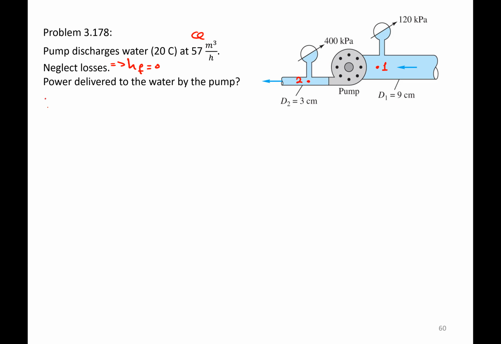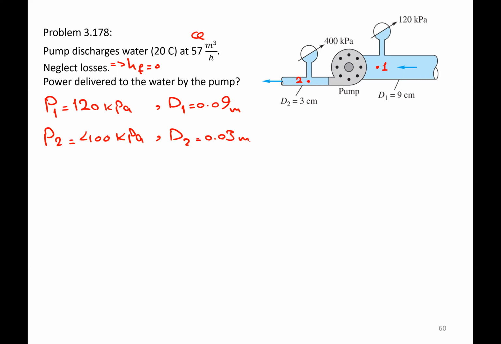So things that we know about this problem are pressure at point 1, which is 120 kilopascal, and pressure at point 2, which is 400 kilopascal. We know diameter at point 1 is equal to 0.09 meter, and diameter at point 2 is equal to 0.03 meters. We also have the value of volumetric flow rate, which is 57 meter cube per hour, and we need to convert this to meter cube per second.